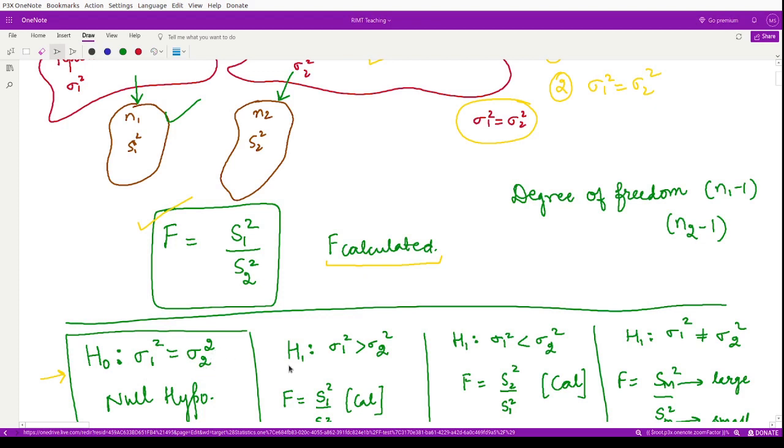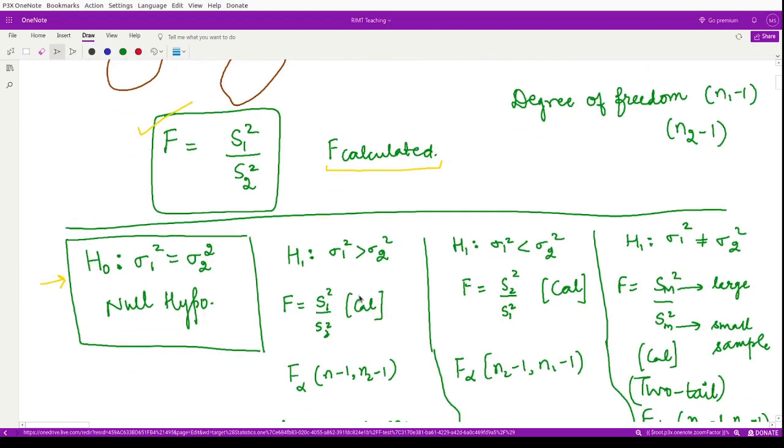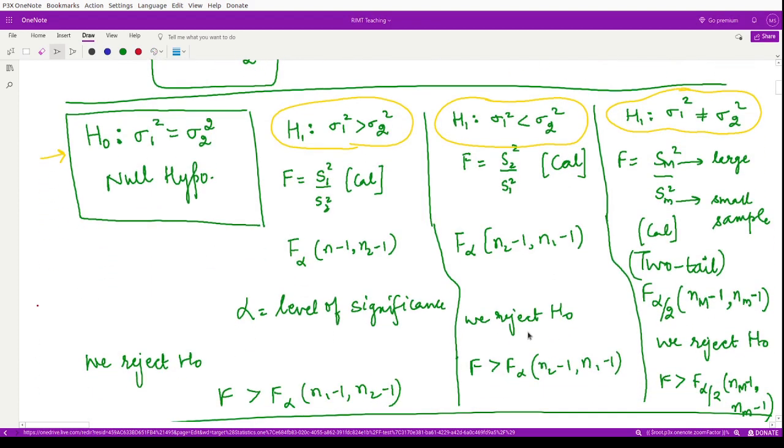and your alternative hypothesis could be any one of the three. It could either be that the variance of the first sample is greater than the variance of the second sample, or vice versa, or we would just say they are not equal to each other. So in the first two cases we have a one tail test, and in the last case we have a two tail test.